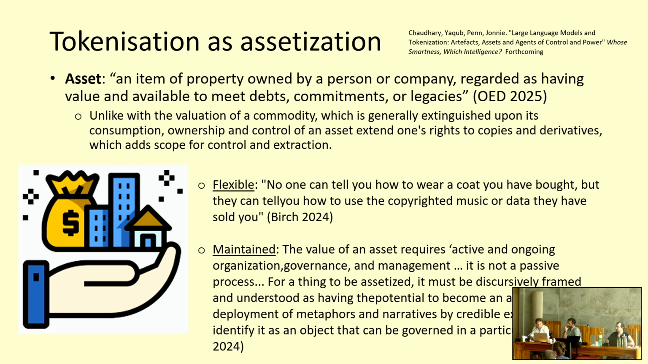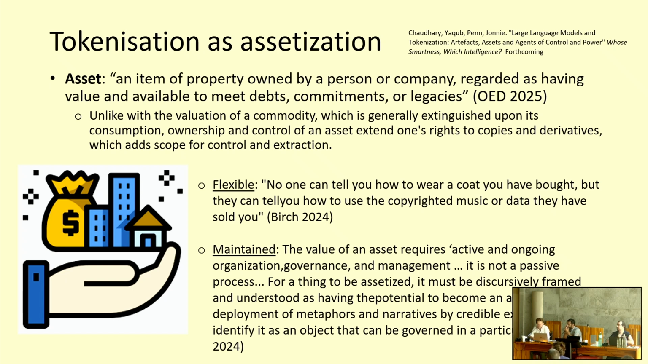and extraction. So Birch says this, that kind of points to this flexibility nicely, in saying that no one can tell you how to wear a coat you have bought, but they can tell you how to use the copyrighted music or data they have sold you. And this sort of stewardship, to be generous, is maintained. So Birch writes that an asset requires active and ongoing organization, governance, and management. It is not a passive process.